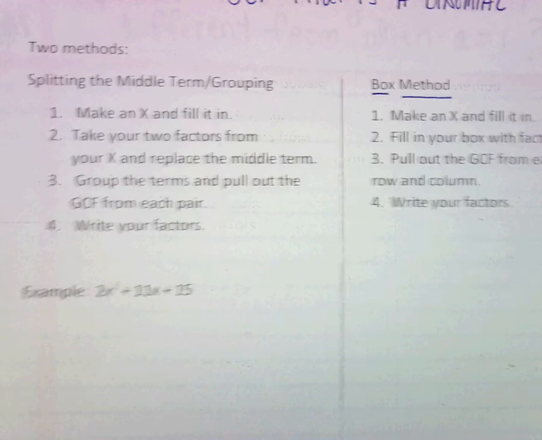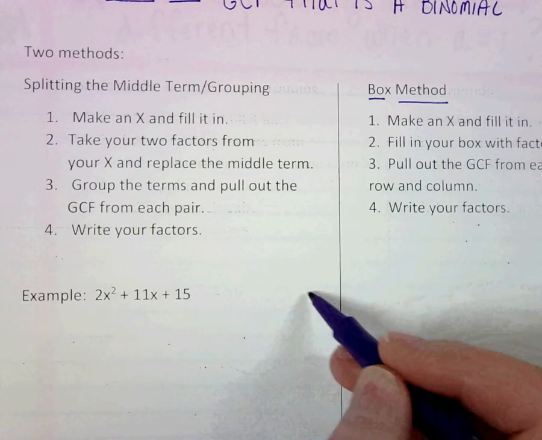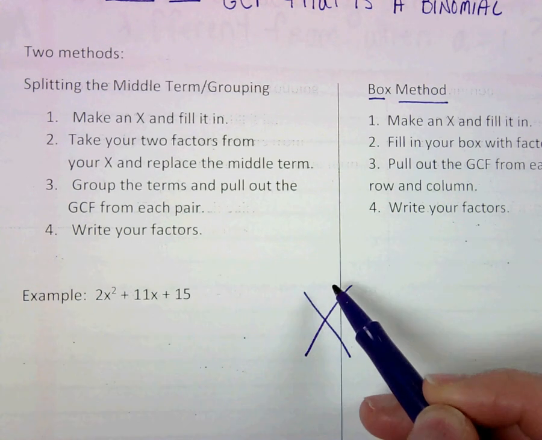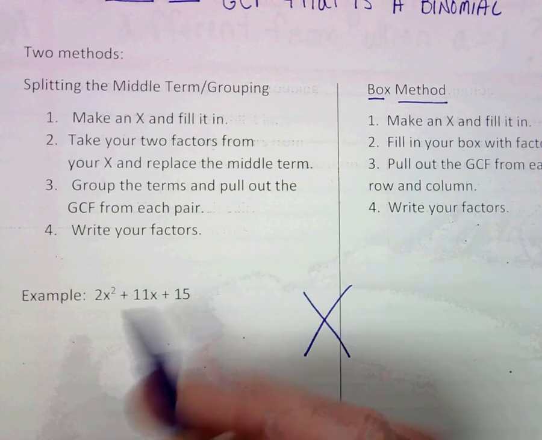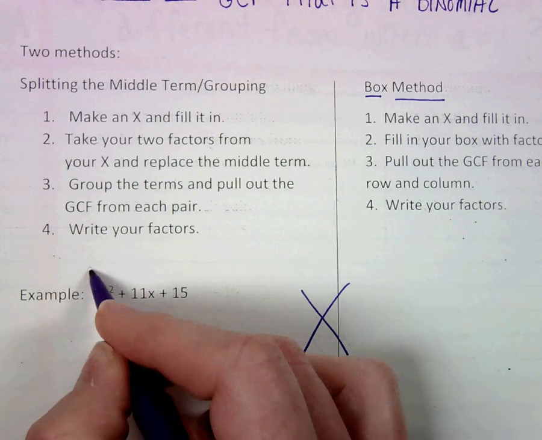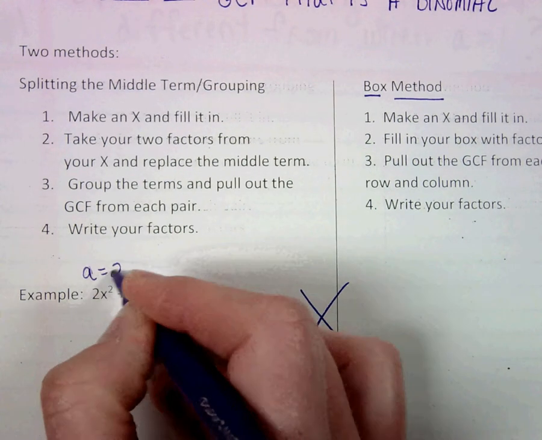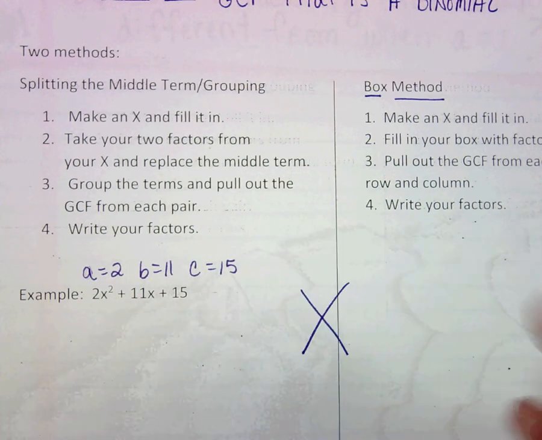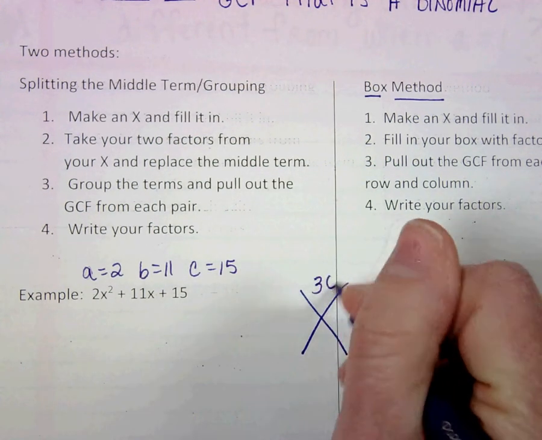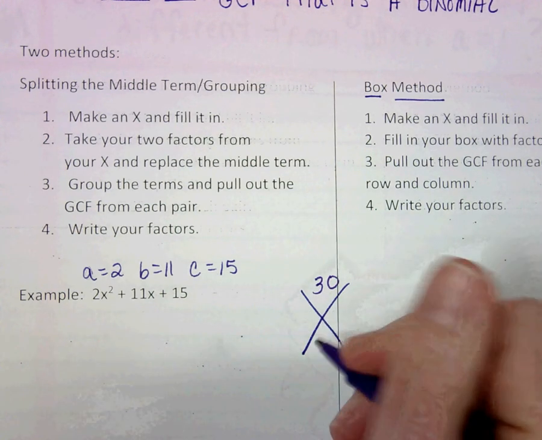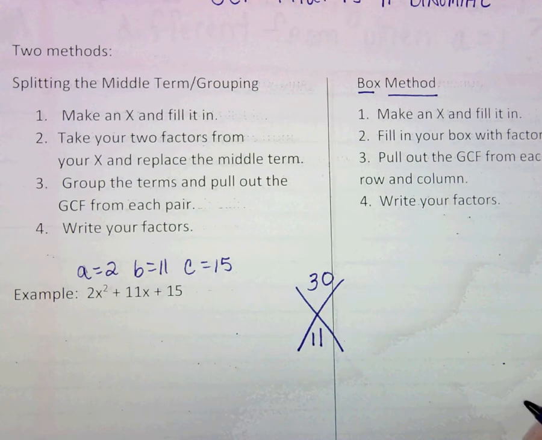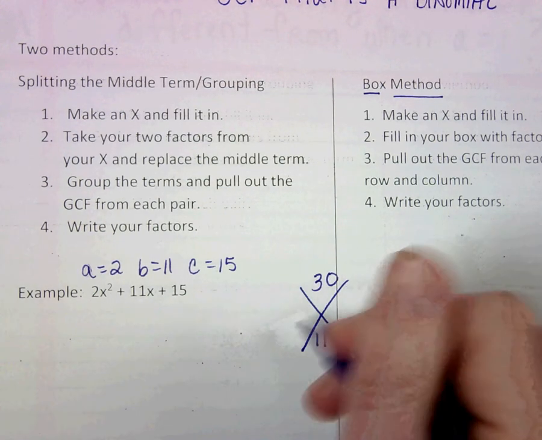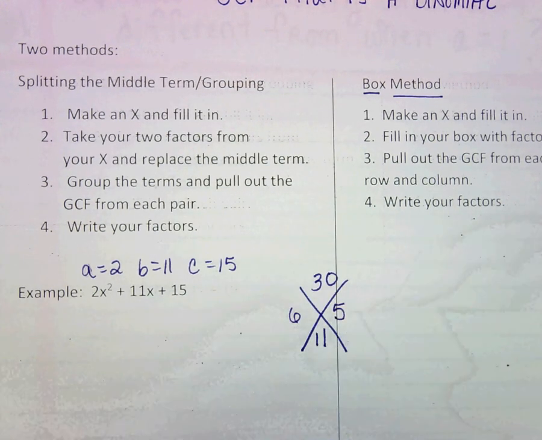With both methods, I still encourage you to make your x, and we're still going to put a times c on top, just like we did before, but notice our a value now is 2. I'm going to write down all our values, and our c value is 15 there. So a times c is 30, and our b value is 11. And so, again, fill in your factors. Factors that multiply to 30 and add up to 11 would be 6 and 5.